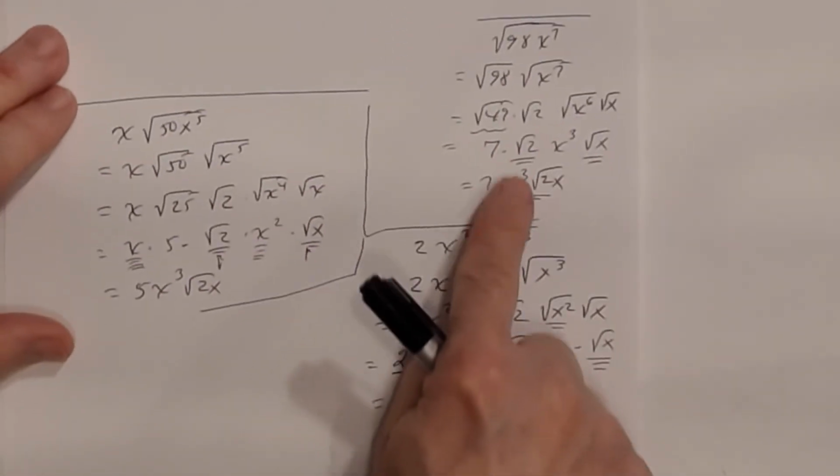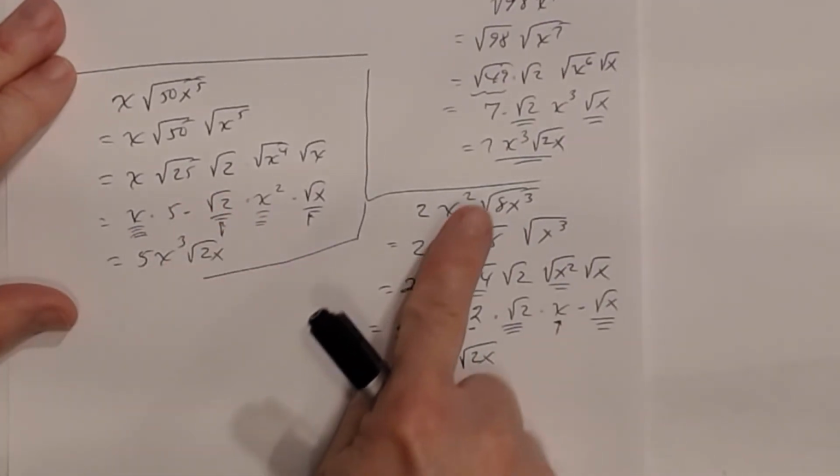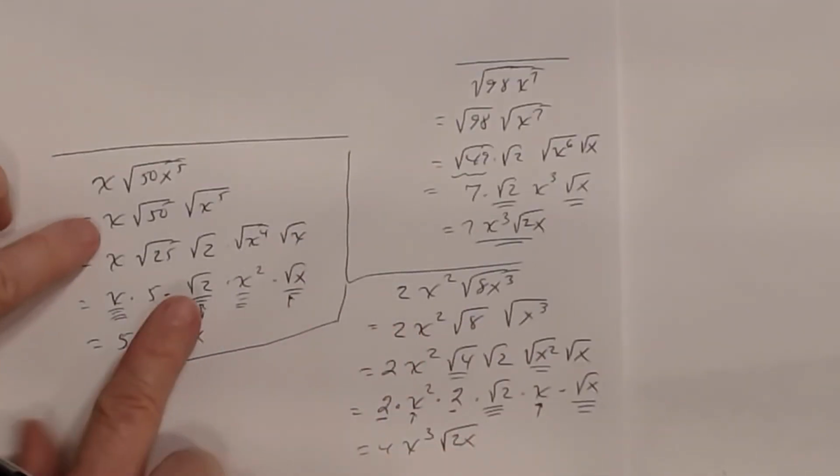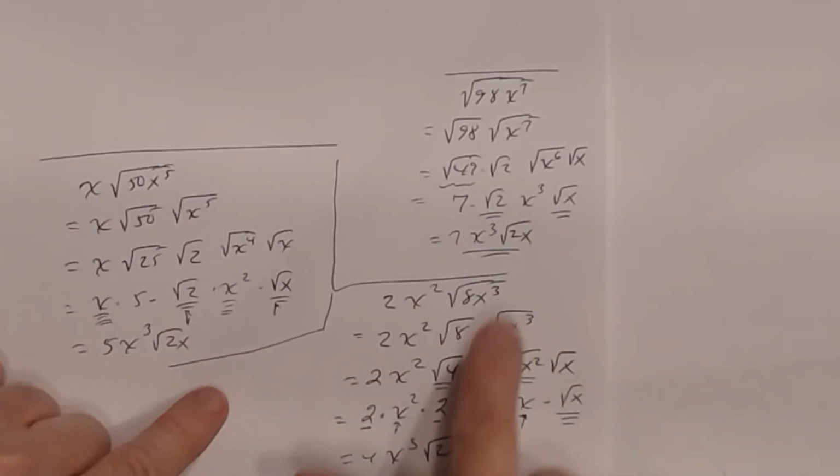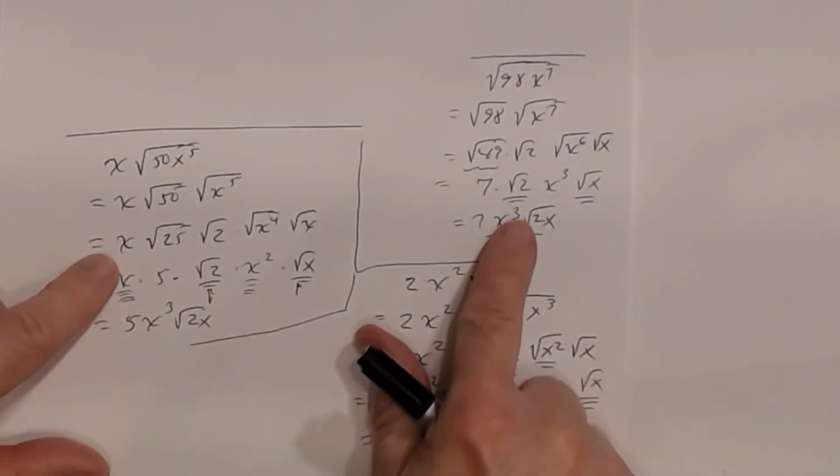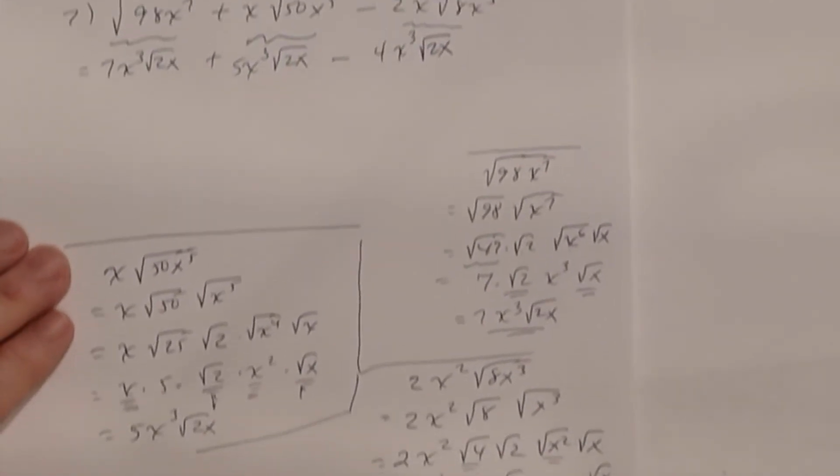So notice all of this right here simplifies to this. But notice the work you had to do to get to that point. The point is that this work is nothing new. That's what you've had in previous lessons, simplifying radicals.